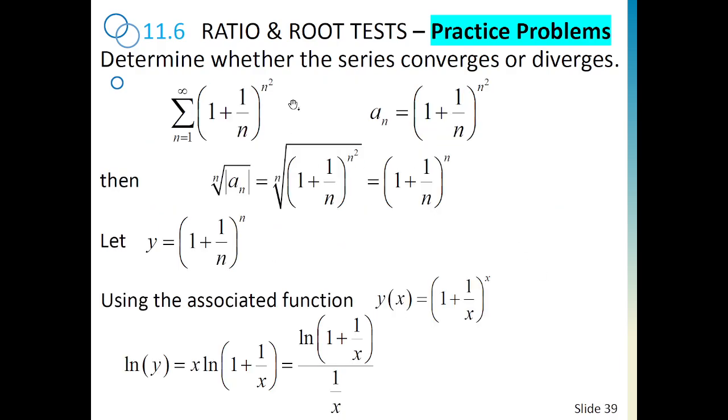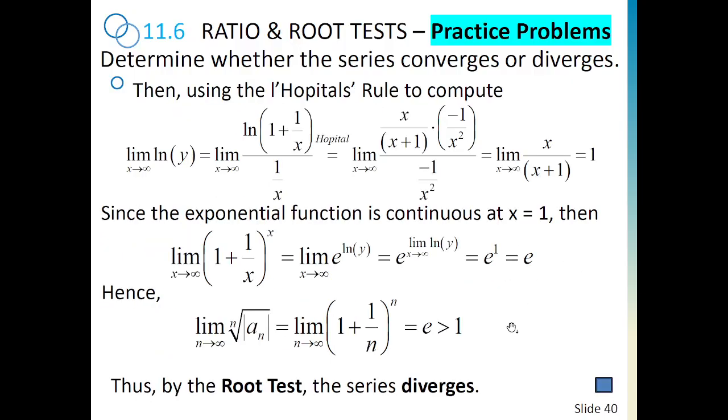There's no point of even thinking about the ratio test in this situation. The root test is the best option. But it requires the associated function, L'Hopital, and then taking the exponential of the limit of the ln. So here at the end, the limit is e, which is bigger than 1. So by the root test, we see that the series is divergent.